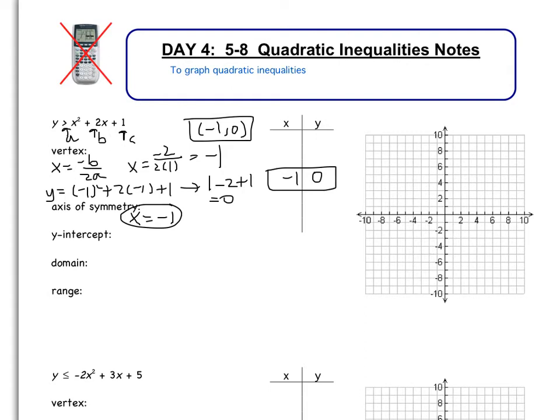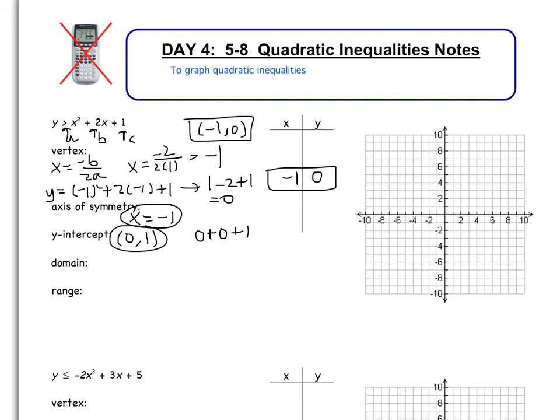To find the y-intercept, this is when x is 0. So all I have to do is substitute in 0. So I get 0, add 1. So the y-intercept is 0, 1. And the domain and range we're going to leave until the end. So now let's move on to doing the table.